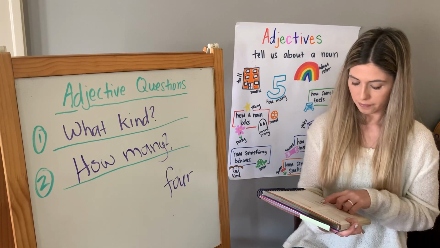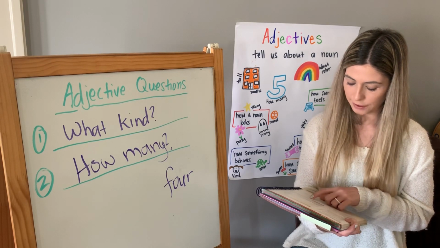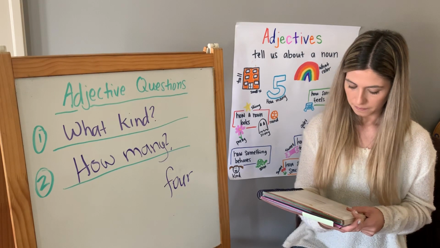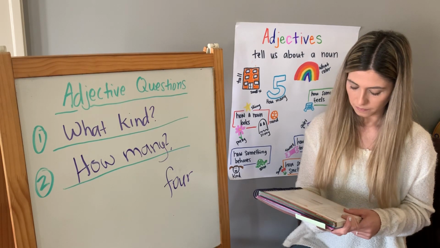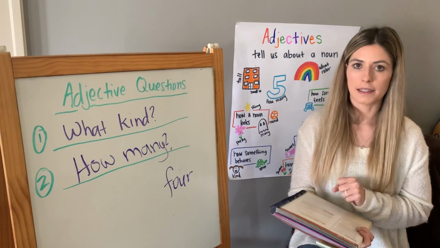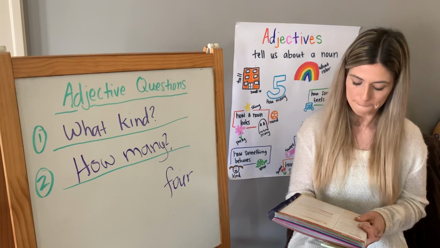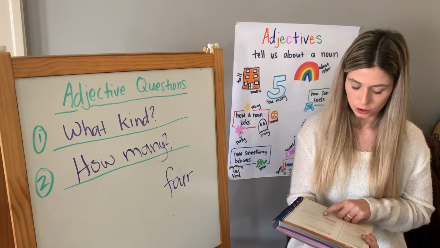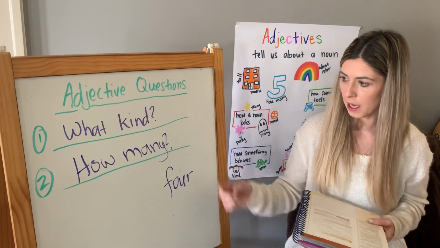One more time. The sharp knife scratched the blue plate. Now, there are two adjectives in that sentence. I want you to go back through and circle them. Two adjectives. Which words are adjectives? Which words describe nouns and answer the questions what kind or how many?